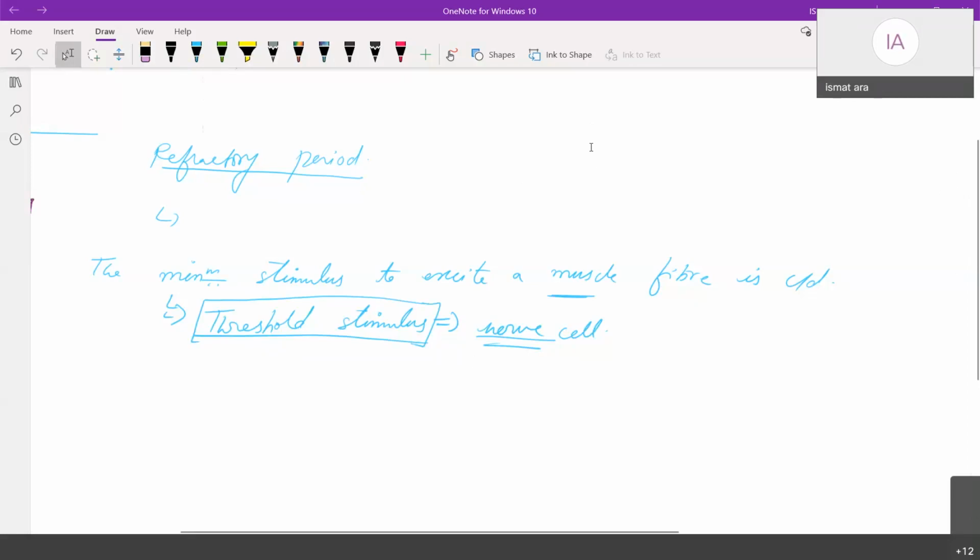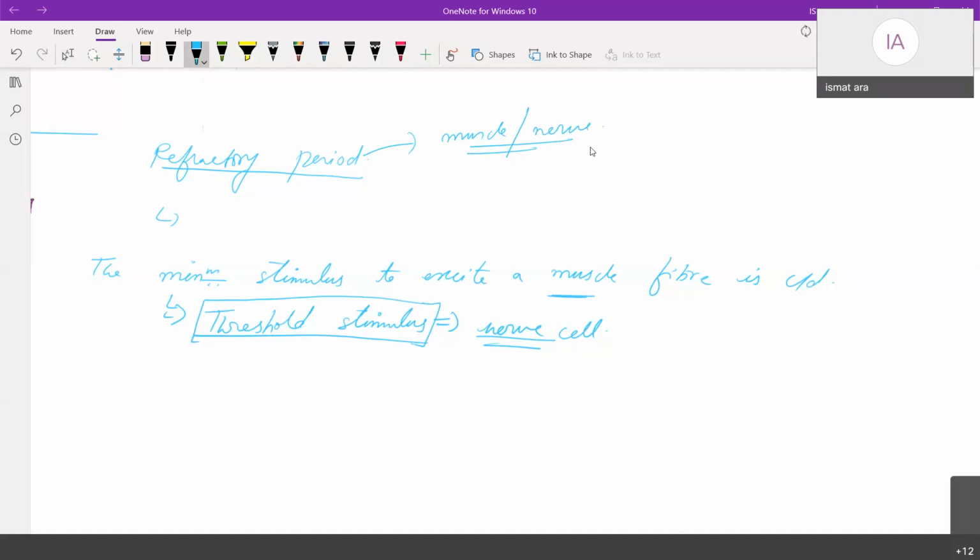Now this one is threshold stimulus. So what is refractory period? Suppose after giving the first stimulus to a muscle fiber or a nerve cell. Again, same definition: refractory period applies to nerve cell as well as muscle cell. That means you are giving the first stimulus, that means the muscle has excited.